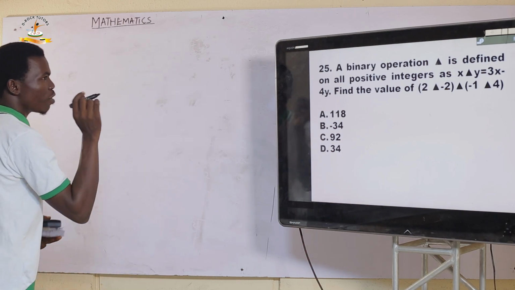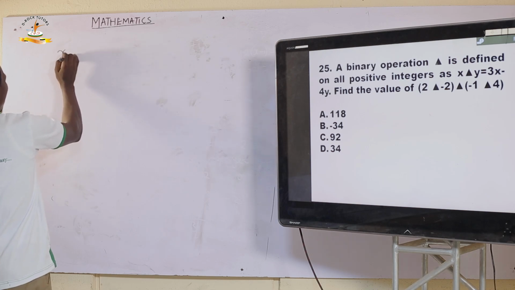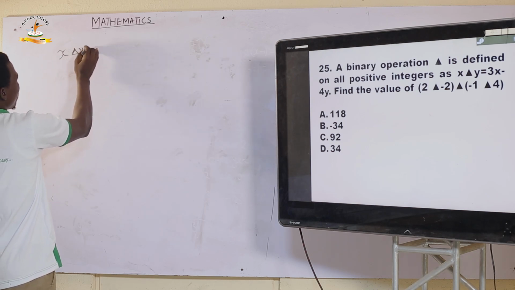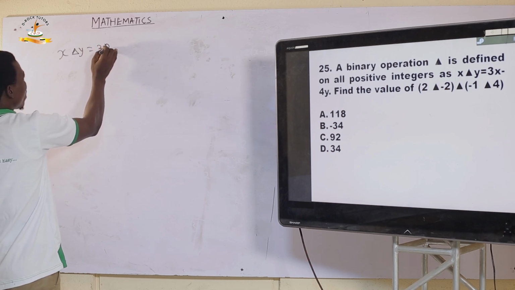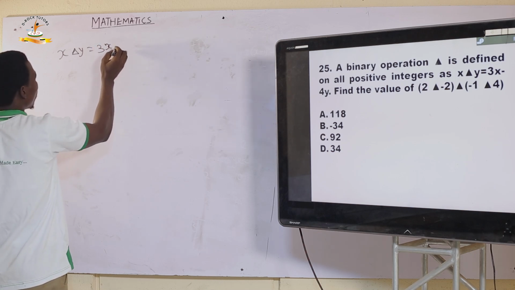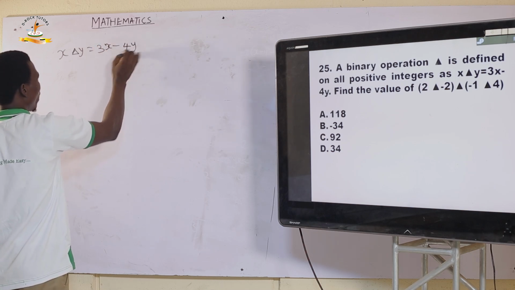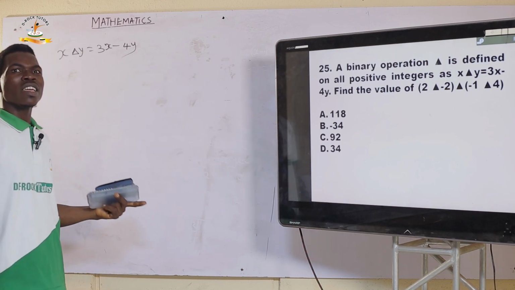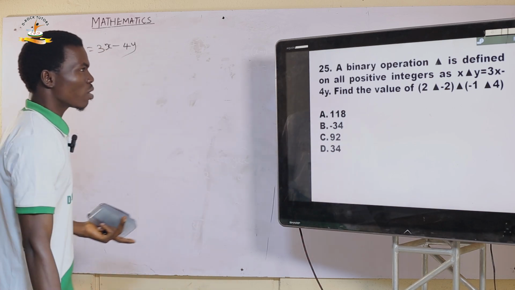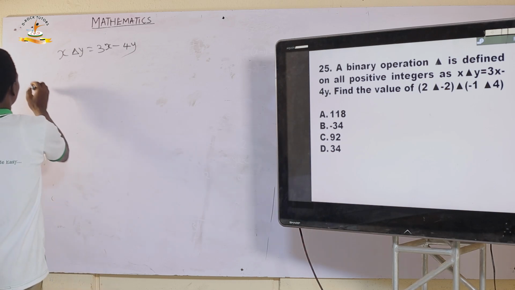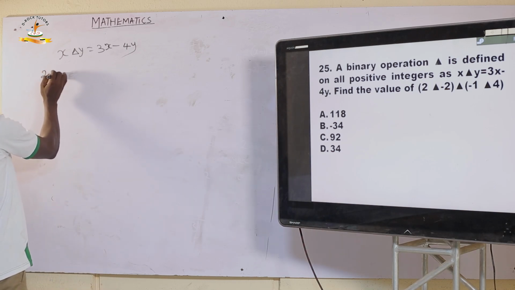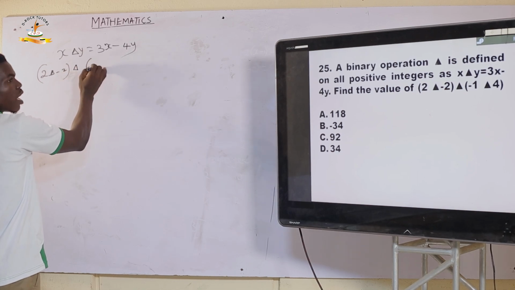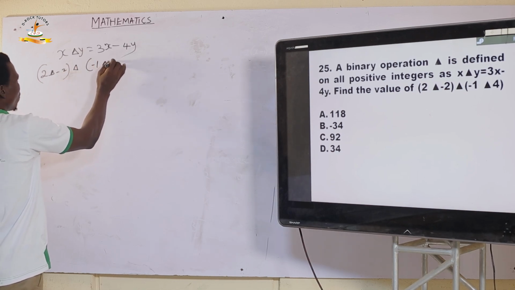We have the binary operation, and it is what? x delta y, and it's given as 3x minus 4y. So this is just the relationship between x and y anytime the delta appears. So the question says we should look for the value of 2 delta minus 2, delta, minus 1 delta 4.